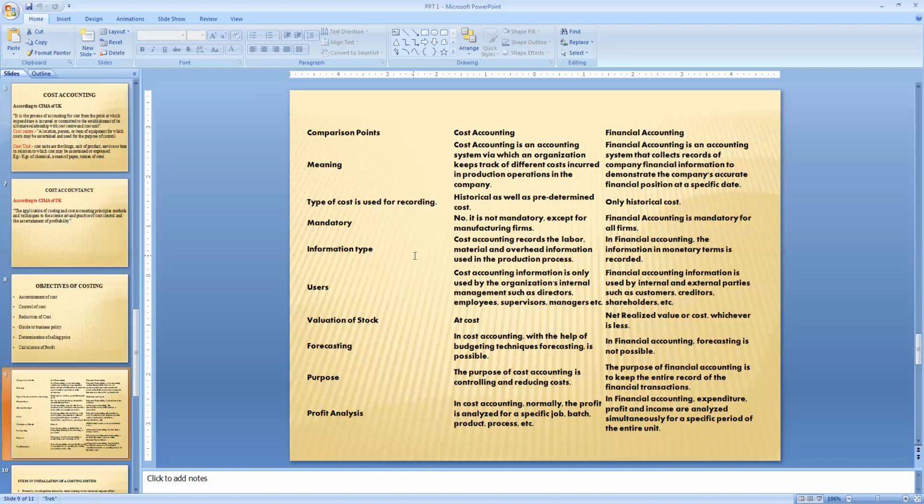And the next difference, in terms of information type: cost accounting records the labor, material, and overhead information used in the production process.